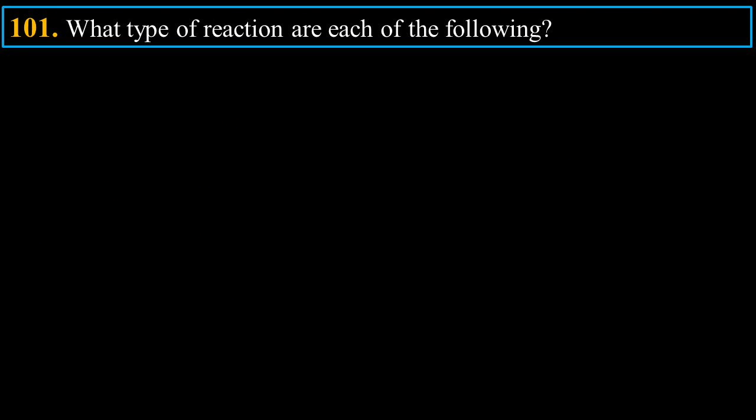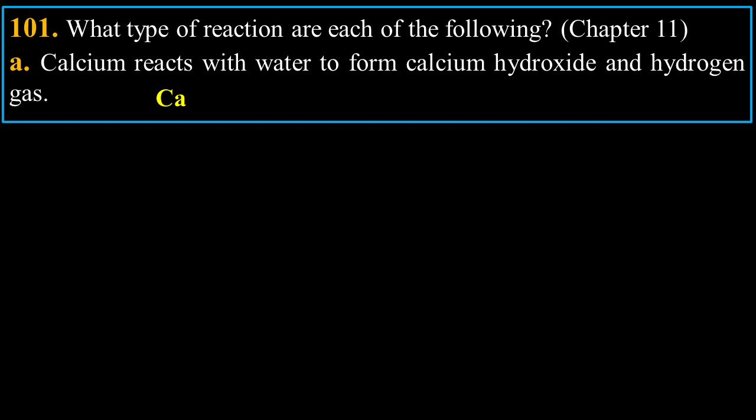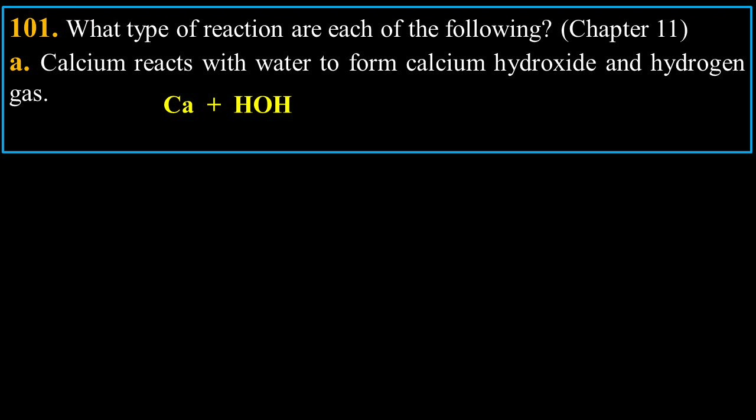Now, number 101, I believe. What type of reaction are each of the following? All right, let me change the timing here because these are getting very simple. Calcium reacts with water to form calcium hydroxide and hydrogen gas. I think I'm putting the actual equations in, so let me speed the timing up because this would go awfully slow otherwise. Okay, hold on.